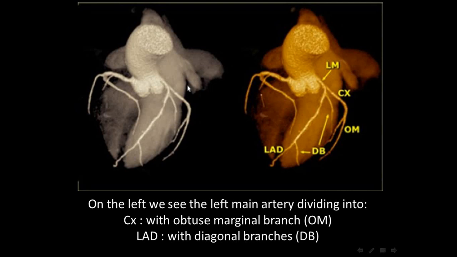This is a 3D reconstructed image. This is the left, this is the right. This is the circumflex, obtuse marginal, and this is the left anterior descending, diagonals, and this is the right. The obtuse marginal is called obtuse because when it branches, it forms an obtuse angle with the main branch, and marginal because it's supplying the margin.